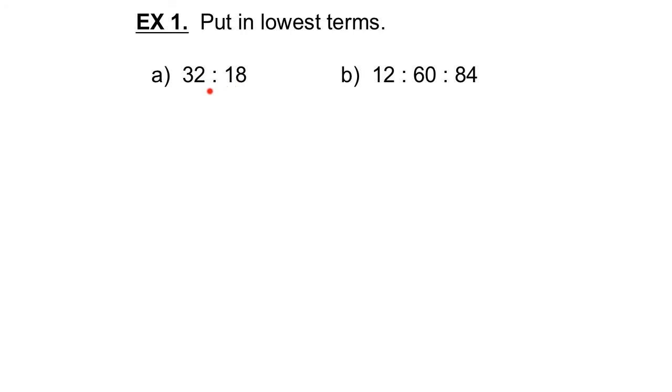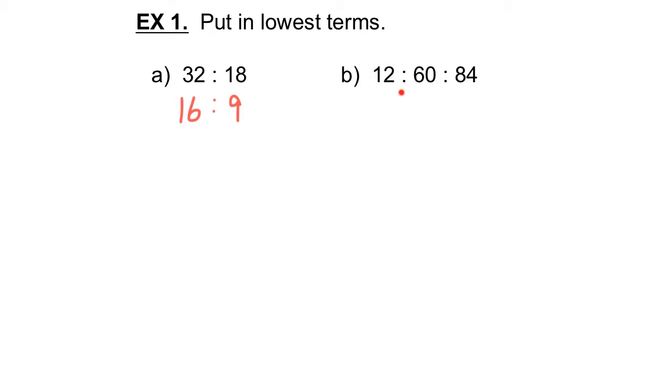To reduce this to lowest terms, you have to find common factors that you can divide by. And if you're looking for some shortcuts, these are both even numbers. Every even number is divisible by 2. So you can start with that and then just keep going if you want. If I divide both of these by 2, I end up with 16 to 9. Are there any numbers that can go into 16 and 9? Well, no, there aren't any, so this is lowest terms right now.